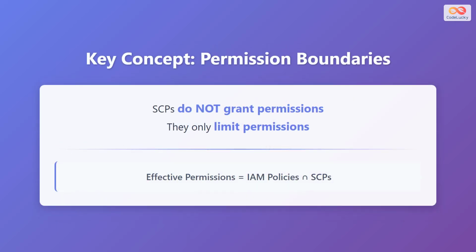Here's the critical concept to understand. SCPs do not grant permissions. They only limit what's possible. Even if an IAM policy grants full access, an SCP can restrict that access. The effective permissions for any user or role are the intersection of their IAM policies and the SCPs that apply to their account. Both must allow an action for it to be permitted.